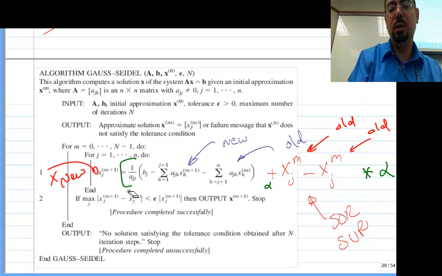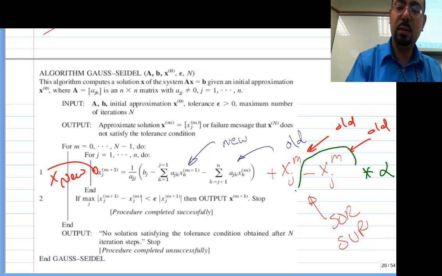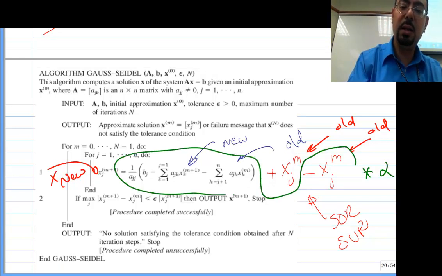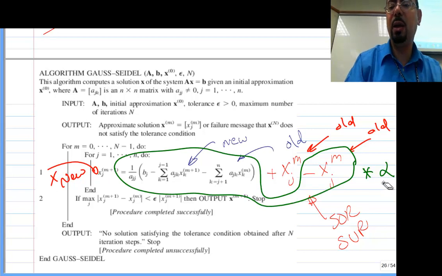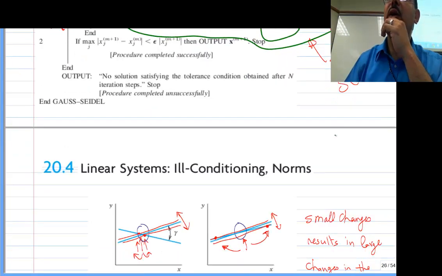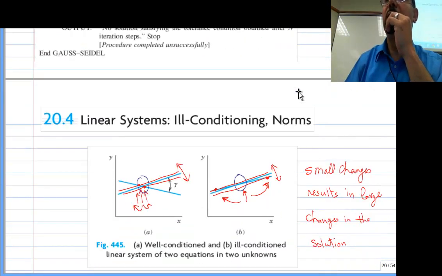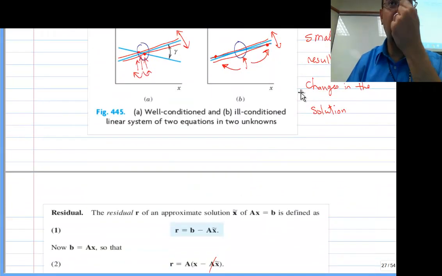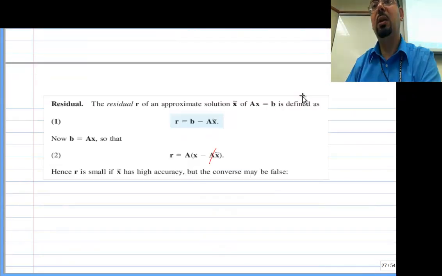Right? So this is wrong. This is right. This should be multiplied by alpha. You can see how people write those successive relaxation programs all the time.